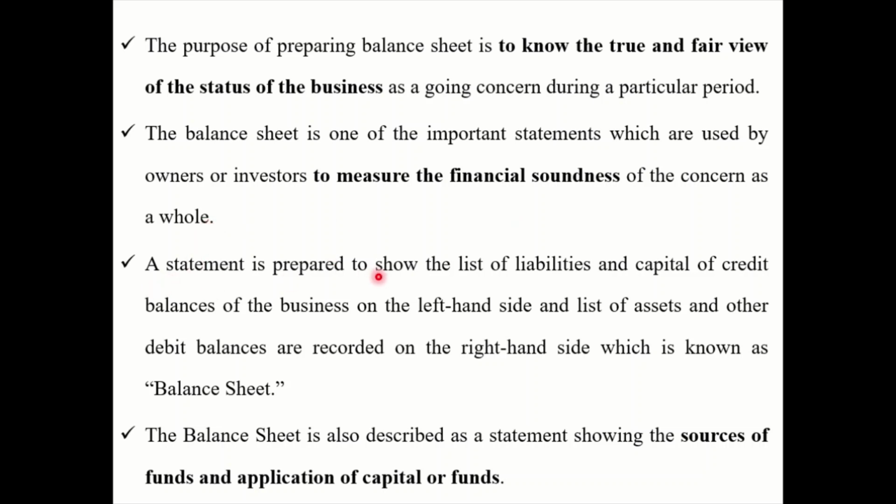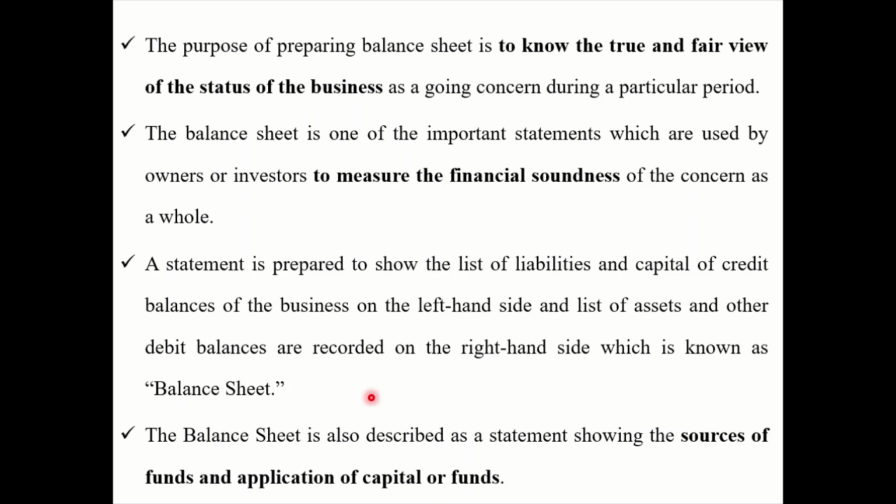A statement is prepared to show the list of liabilities and capital, the credit balances of the business, on the left hand side, and the list of assets and other debit balances are recorded on the right hand side, which is known as balance sheet. As per the American Institute of Certified Public Accountants, they define the balance sheet as a tabular statement or summary of balances, that is debit and credit, carried forward after an actual and constructive closing of books of account and kept according to the principles of accounting.